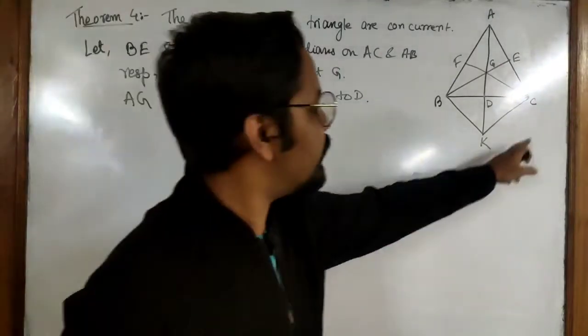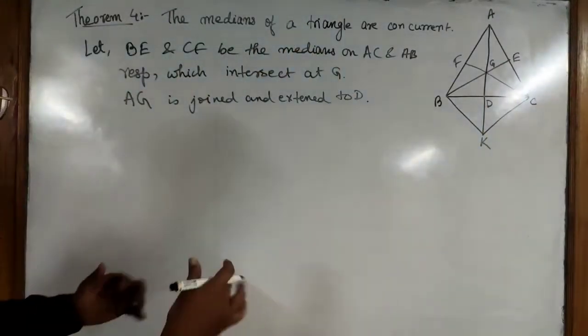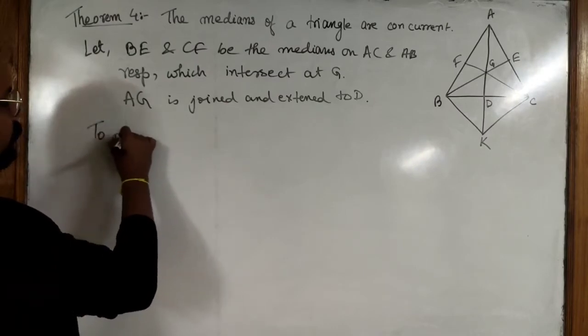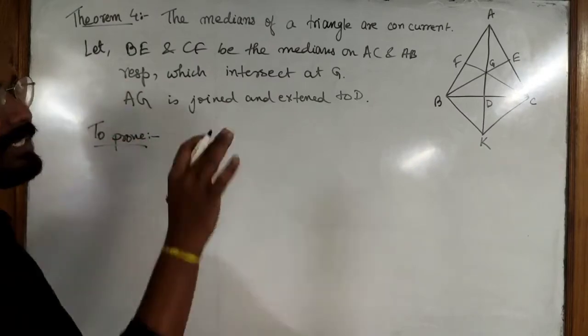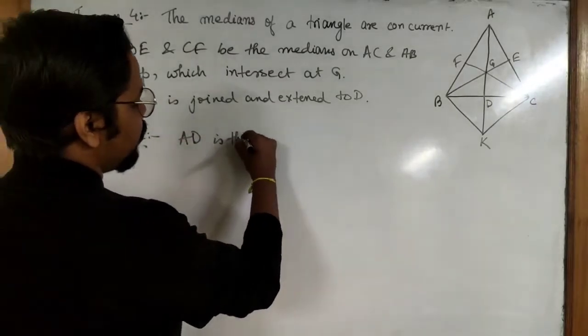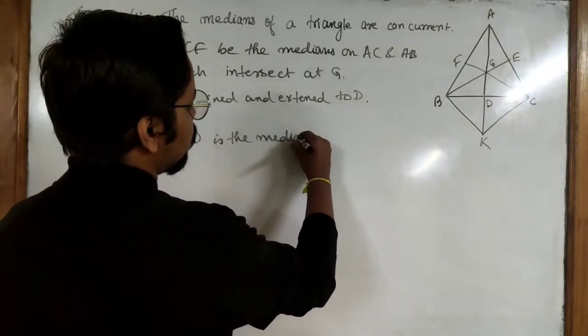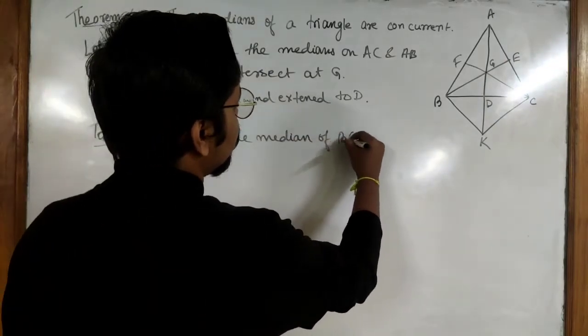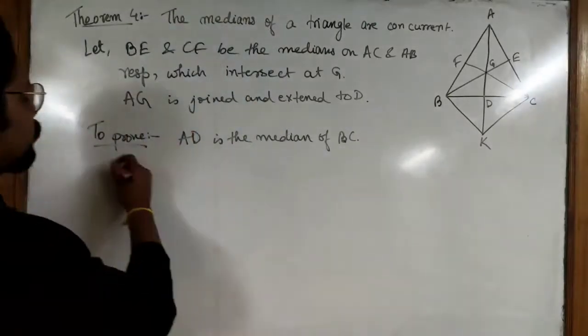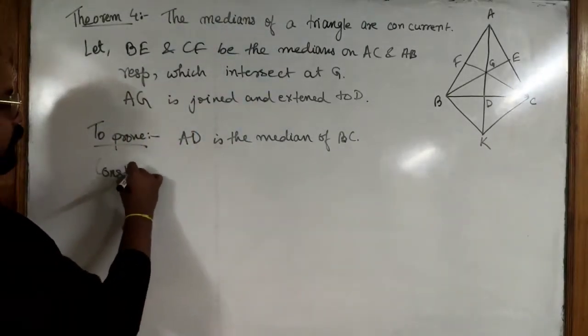Now BK, CK and DK are the constructions. So first we have to write what we have to prove. So we have to prove that AD is the median on BC. We have to prove that AD is the median of BC. Okay, so that's what we have to prove.